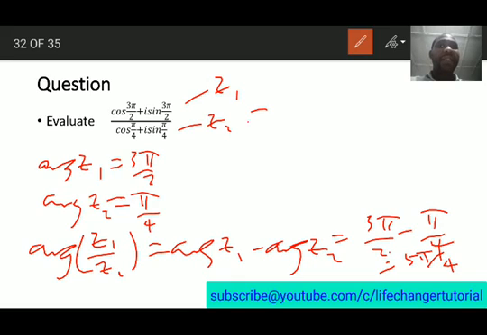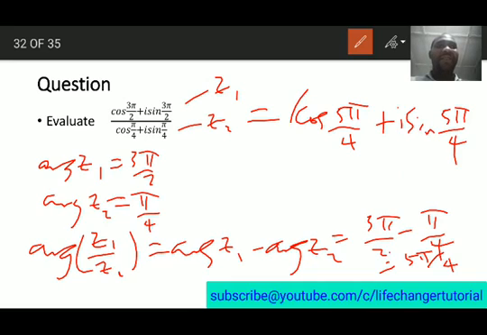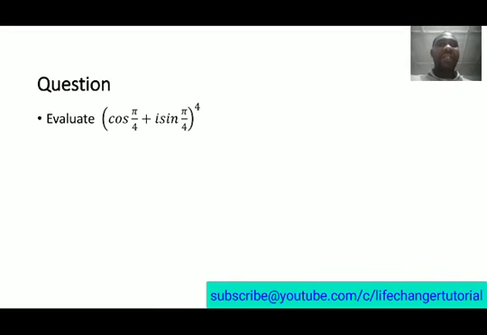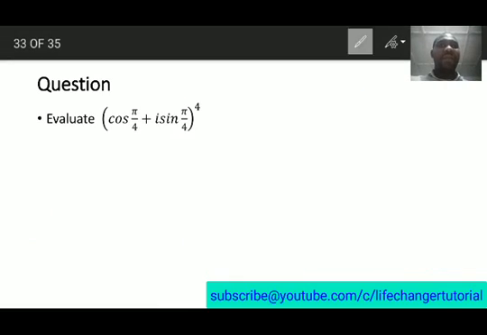So the answer to this question is very simple. The answer is cos 5 pi over 4 plus i sine 5 pi over 4. Wow, this is awesome. Maths is beautiful. Maths is interesting. Okay, so let's see another one. In this case, it's power, we are still going to look at powers of a complex number according to De Moivre's theorem. So what is it?